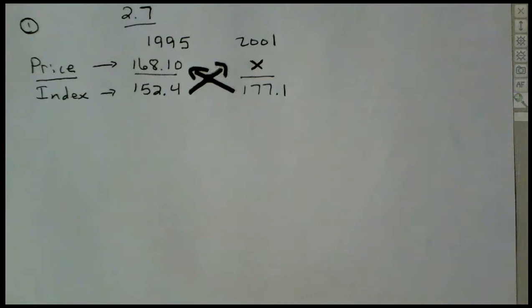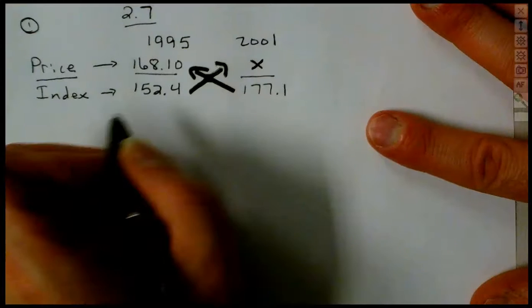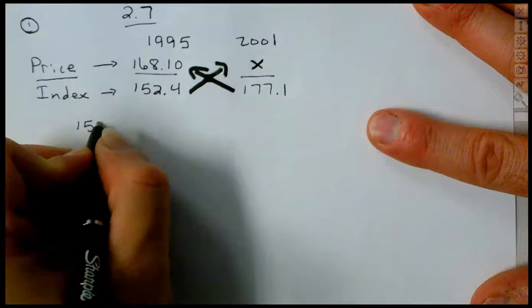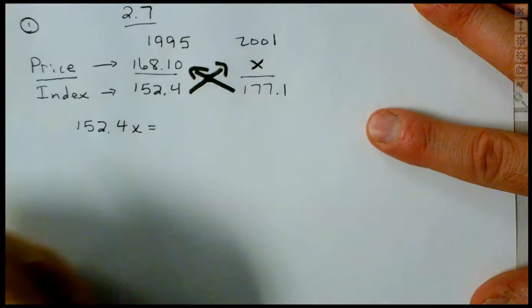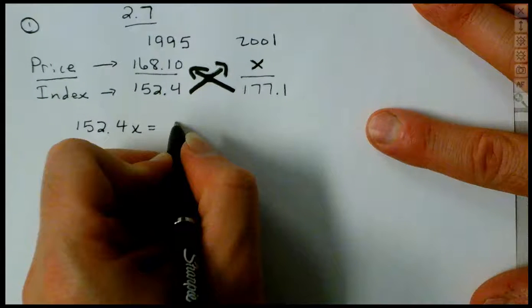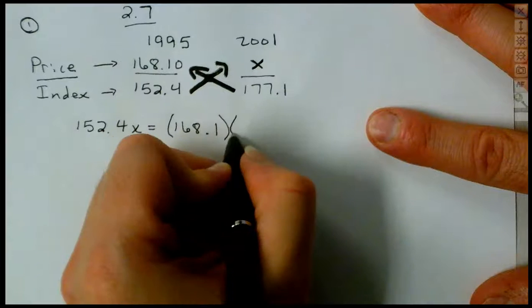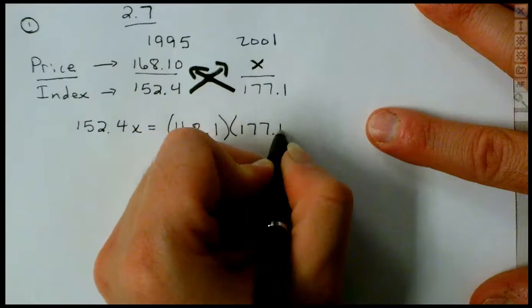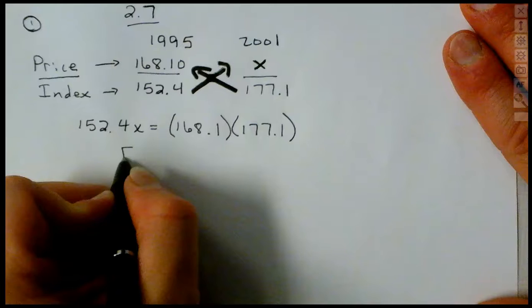I'll write up the equation just so we have it on this one. So you would simply cross multiply. So then that's 152.4 times x, and that's going to equal 168.1 times 177.1. And you can finish it from there.